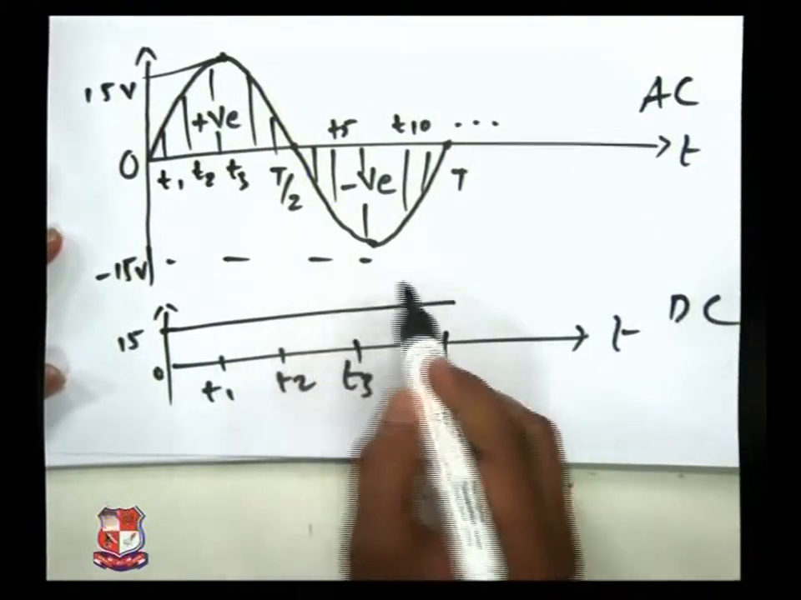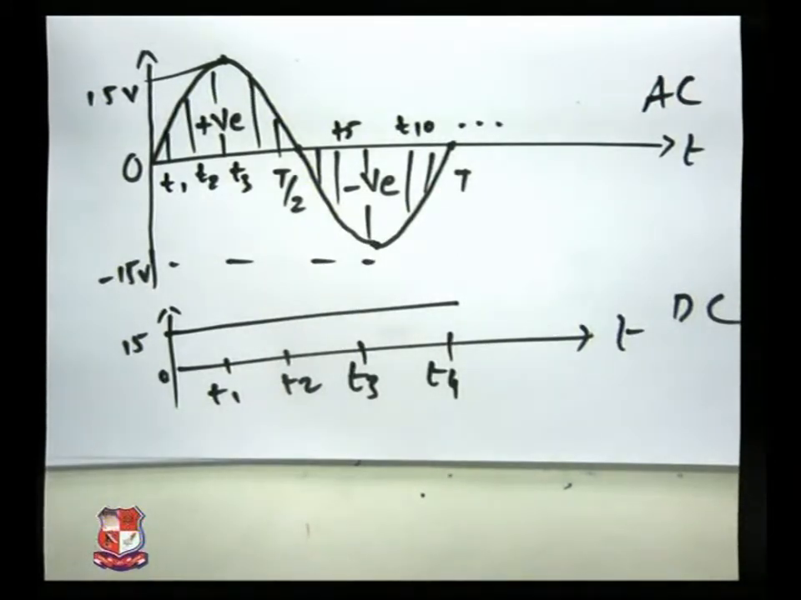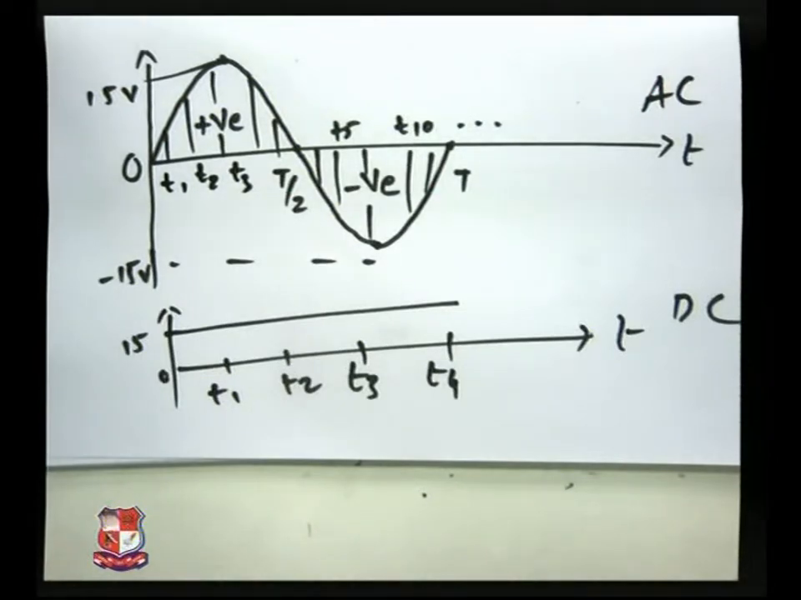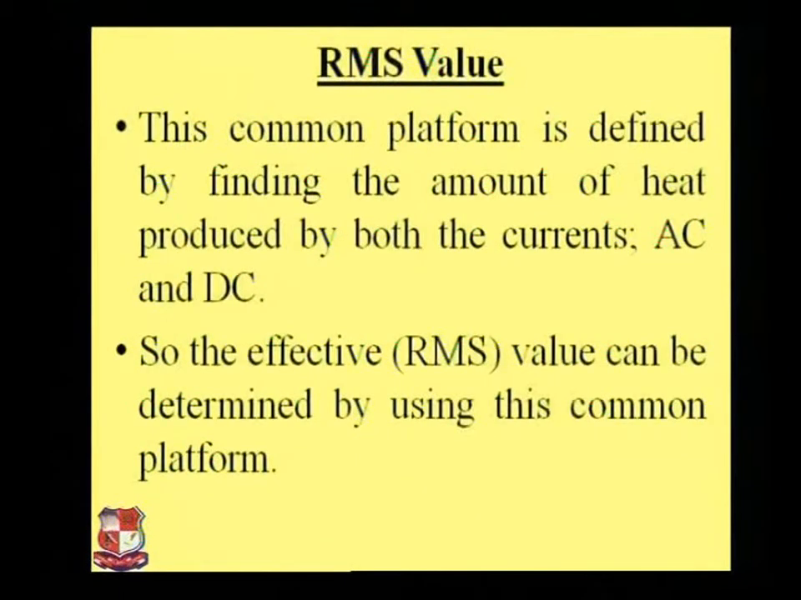But that does not happen in the AC circuit. So to find out the effective value in an AC signal or AC circuit, there is one term required, which reliably gives the explanation of the AC signal, and that is known as the RMS value, root mean square value. Again, a common platform is required for the AC signal, which reliably gives the value at any instant. You can find out the value of the signal. So the RMS value can be determined by using the common platform.